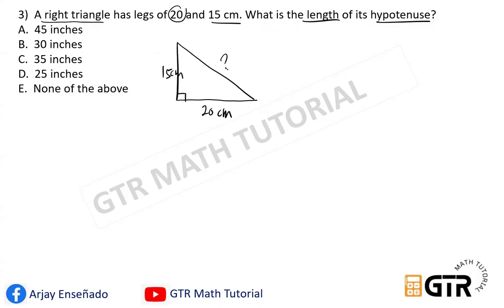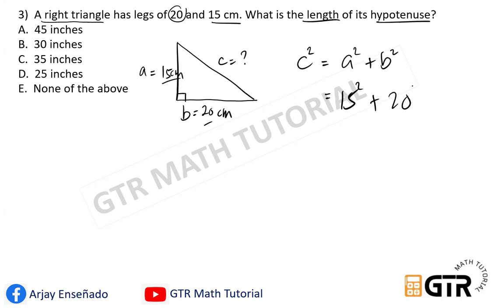Okay? So usually for the symbols of a right triangle, the hypotenuse is C and then the legs are A and B. So the formula that we will use to get the hypotenuse of this right triangle is the Pythagorean theorem. According to the Pythagorean theorem, the hypotenuse C squared is equal to the sum of the squares of the two legs. So we have A squared plus B squared. Okay, so we just need to substitute the given. The value of A is 15 centimeters. So we have 15 squared plus the value of the other leg is 20. So we have 20 squared, so we have C squared. Then, to get the value of C, we need to get the square root of both sides.